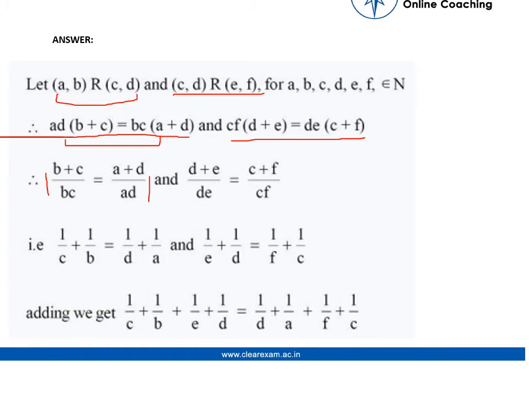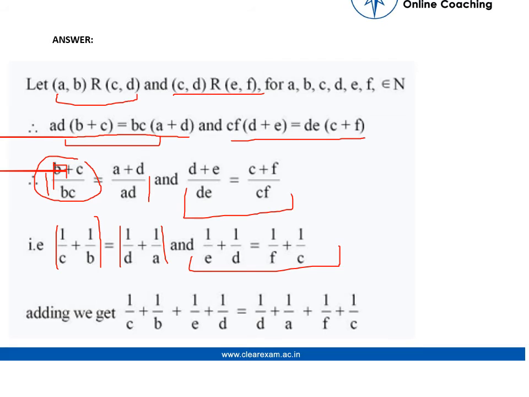So dividing this equation by taking it into separate parts, solving b/bc we get 1/c, and solving c/bc we get 1/b. Similarly, solving a/ad we get 1/d, plus d/ad we get 1/a. And the same goes for the other side of the equation as well. So here we have two parts: 1/c + 1/b = 1/d + 1/a, and 1/e + 1/d = 1/f + 1/c.